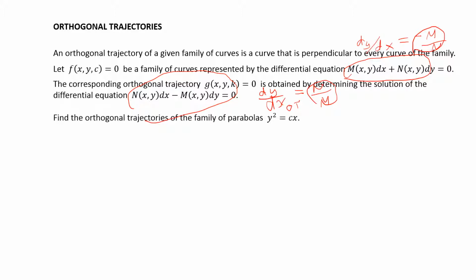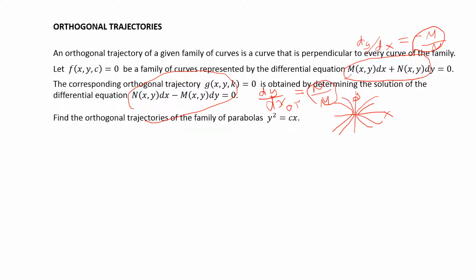Now let's have an example. Find the orthogonal trajectories of the family of curves y squared = cx. Now, what is this y squared = cx? Actually, this will be a family of horizontal parabolas. It could be like that, or it could be like that. Of course, this is your y, and this is your x.